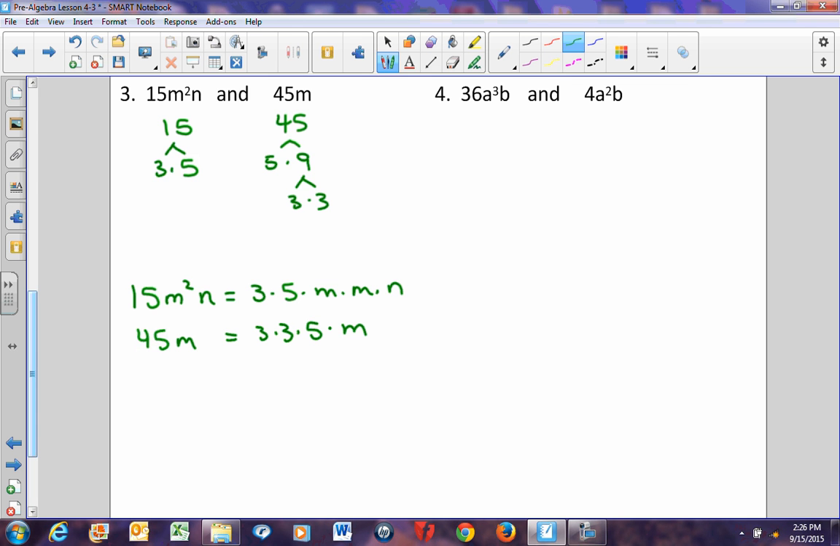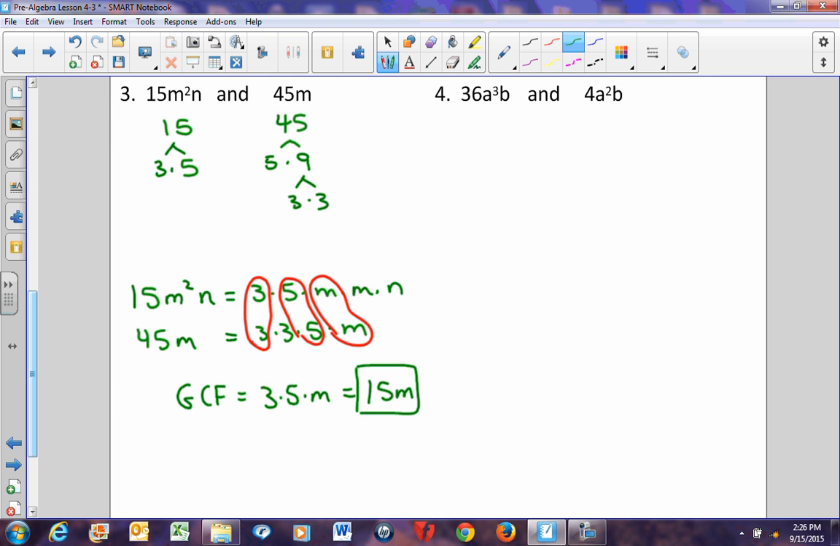Now I'm going to look and see what they have in common. I have a 3, I have a 5, I have an m. So the greatest common factor then is going to be 3 times 5 times m, which is 15m. That's the largest number and variable that will divide evenly into 15m squared n and 45m.